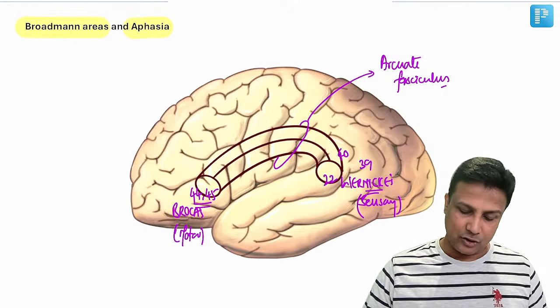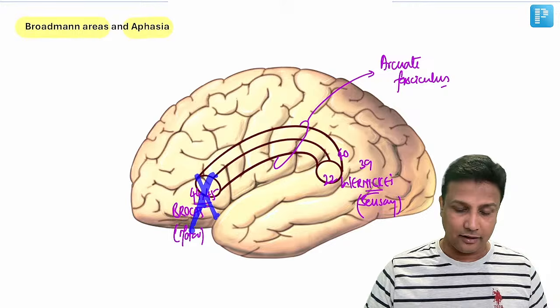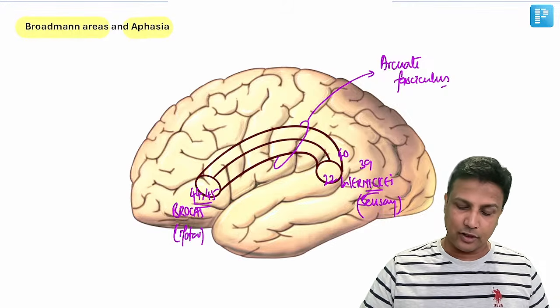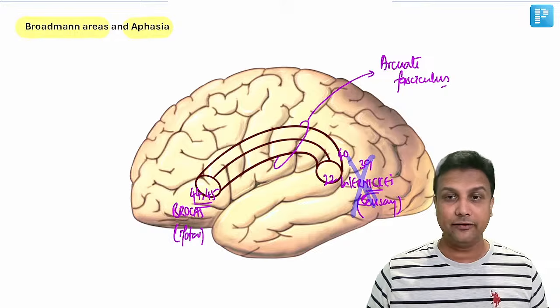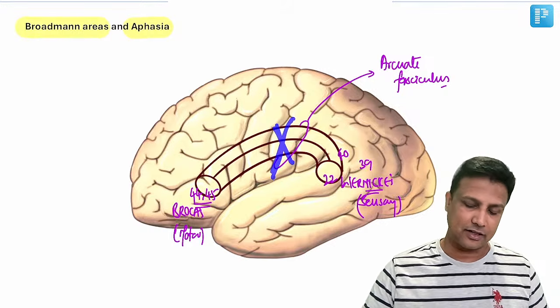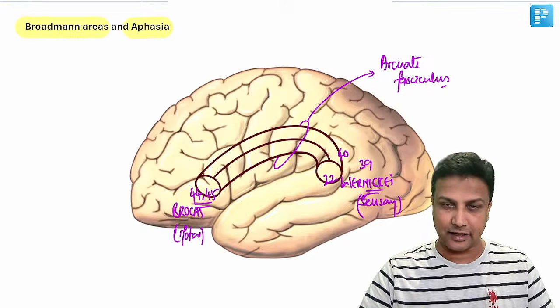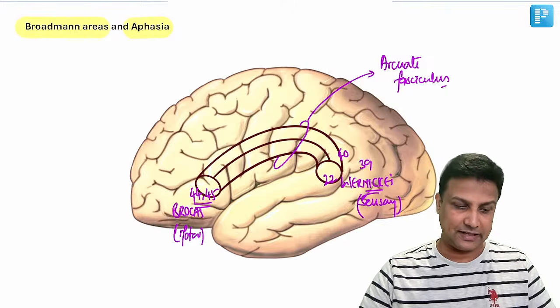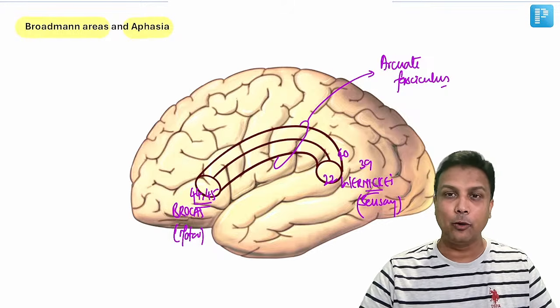Yes, if there is an injury or lesion in the Broca's speech area, then it is nothing but Broca's aphasia or motor aphasia. If there's an injury in Wernicke speech area, there will be Wernicke aphasia or sensory aphasia. Similarly, if there's an injury in the arcuate fasciculus, it will lead to conduction aphasia. If all the three are gone, then it will be referred to as global aphasia.